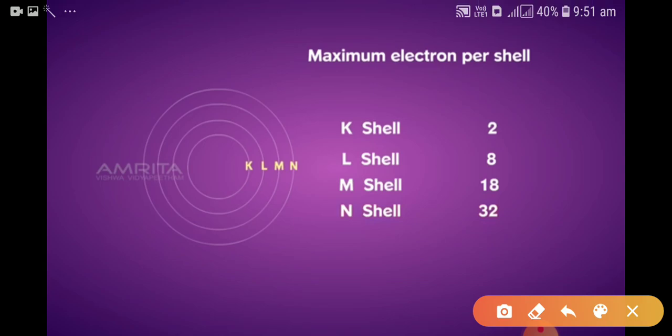Now similarly, for the third, 2n². 2 into n means 3 squared. 3 squared is 9, so 9 into 2 is 18. Therefore, 18 electrons are there.